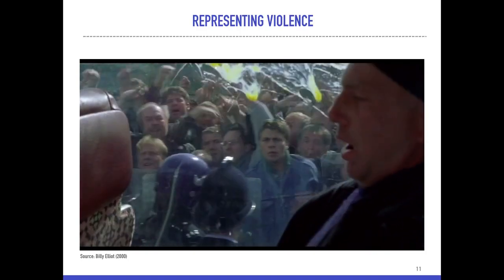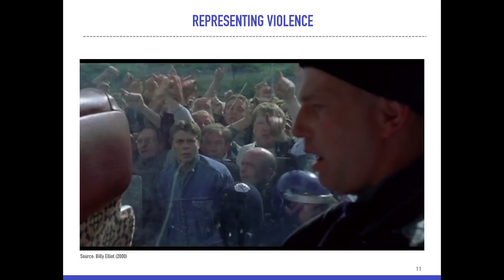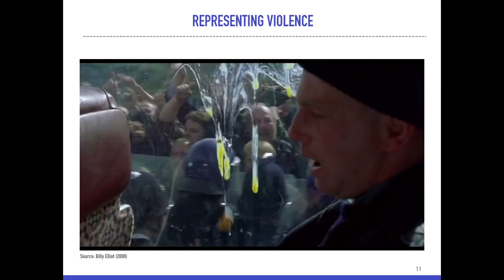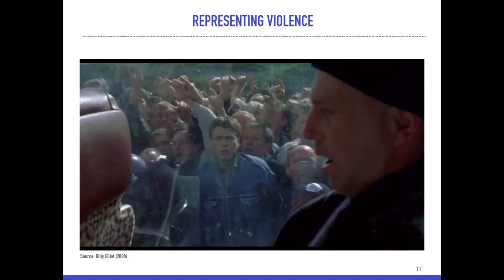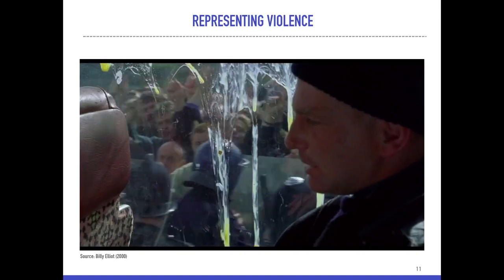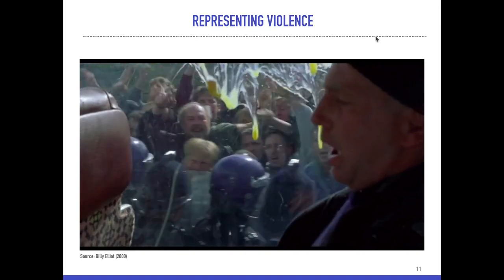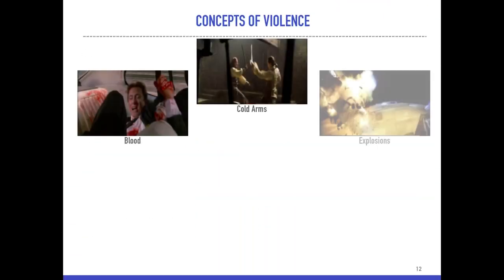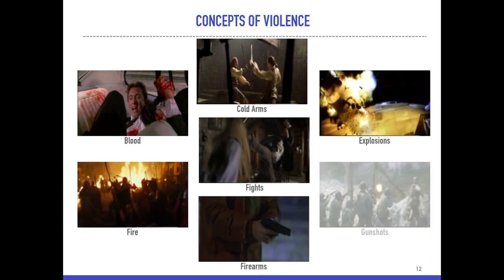We want to find a method that can classify many aspects of violence, but we can't just use violence as a standalone concept. We need to find concrete aspects of violence so we can use them to describe the bigger, more subjective ones. And there are many concepts of violence. In this work, we focus on 7 specific ones: blood, cold arms, that is swords, explosions, fights, fire, firearms, and gunshots.